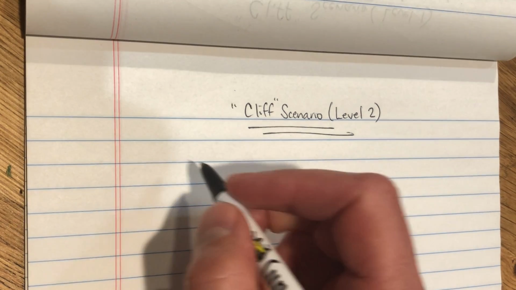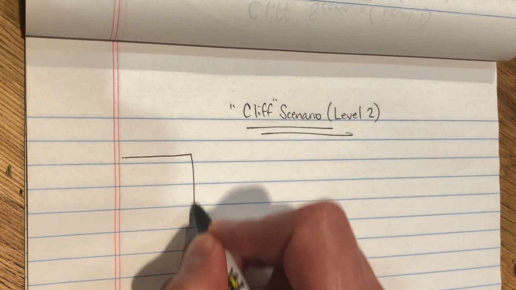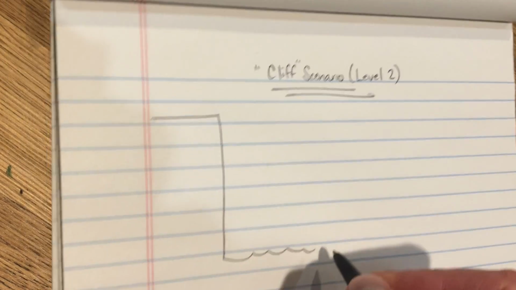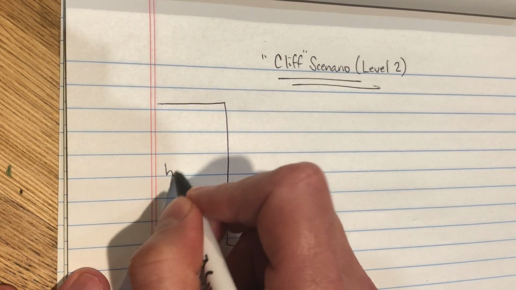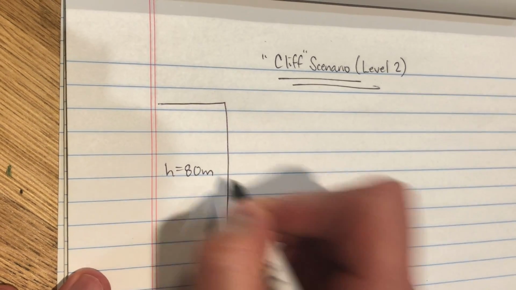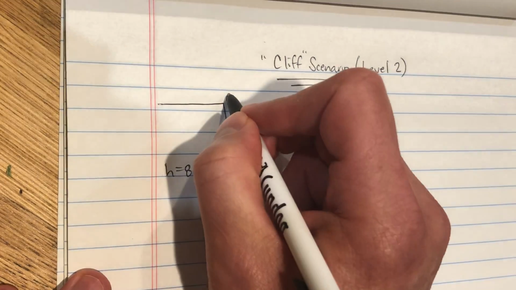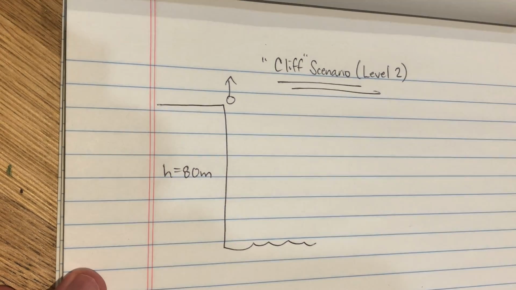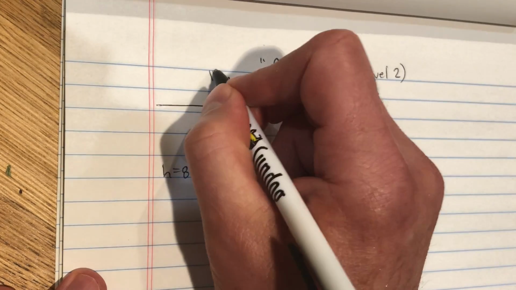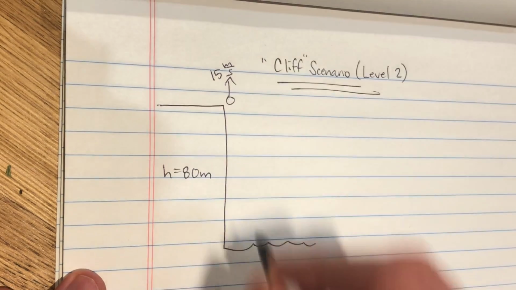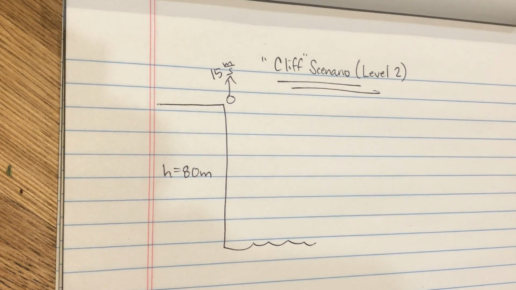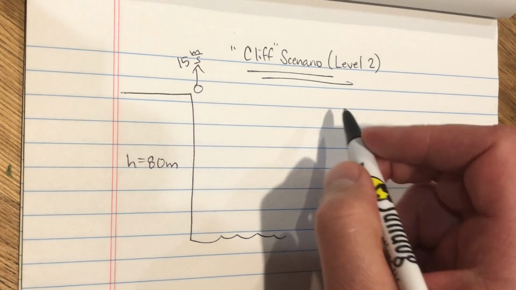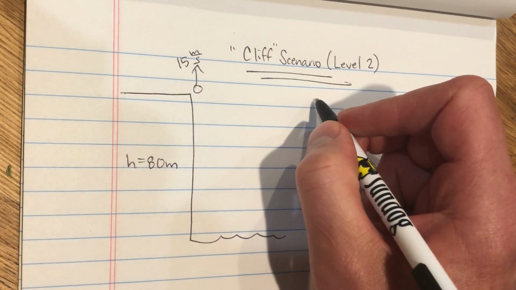So let's say we have a scenario where we have an 80-meter cliff, and the ball, instead of being dropped like a level 1 problem, is thrown upward at 15 meters per second. You'll see in a minute how this is ultimately a little more complicated in terms of how we're going to analyze it. So in this kind of scenario here, you could ask a couple different things.